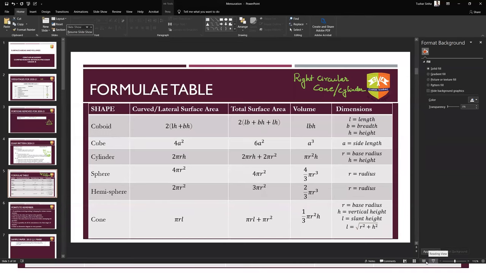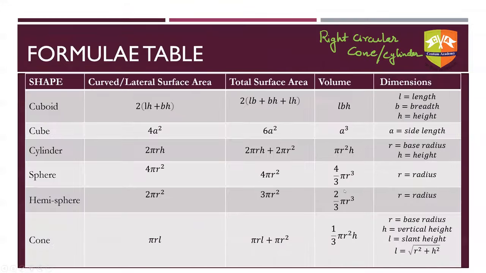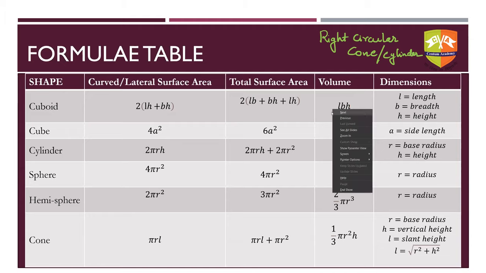You have derived it. There is no derivation asked in the exams. So you know how a cuboid is twice LH plus BH plus LB is the total surface area. You can calculate and do. If you forget the formula, you can calculate there itself. LBH is the volume. So you have been studying about this for a long, long time. So all the formulas are known to everyone, right?